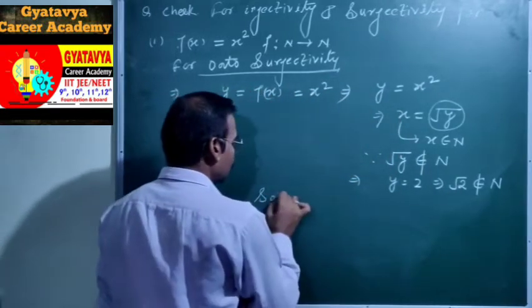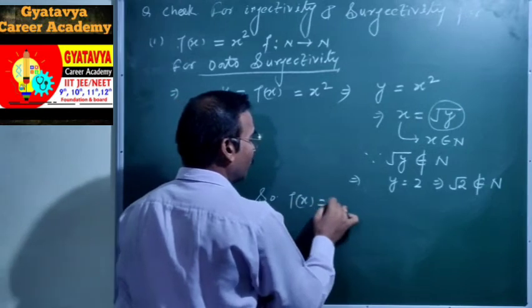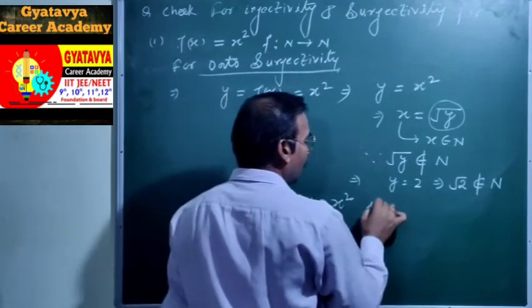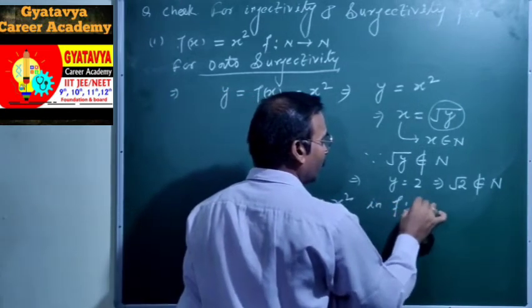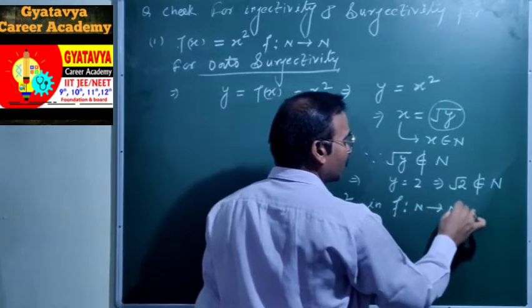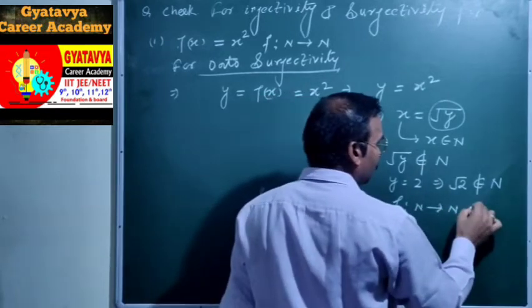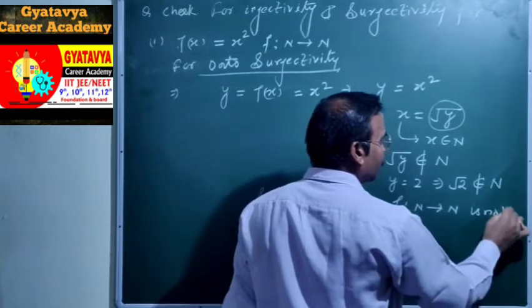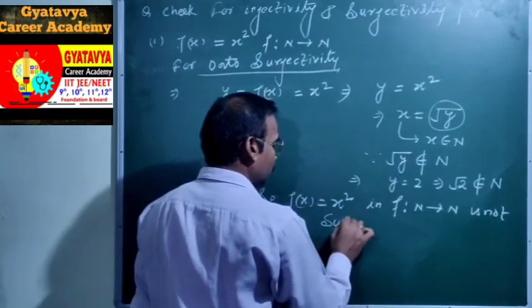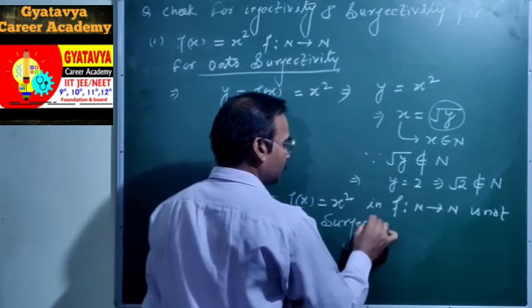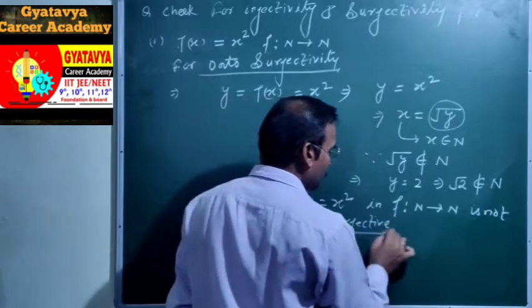So f(x) equal to x square in f: N to N is not surjective. Okay, it's not surjective.